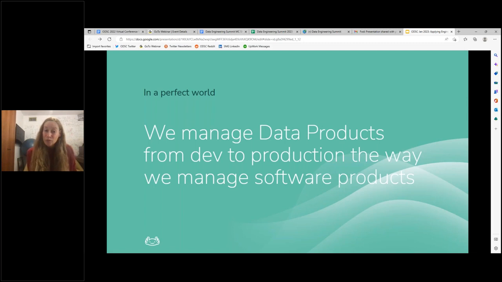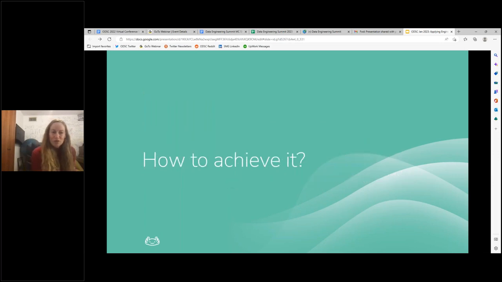Okay, in a perfect world, what we would want to do is manage data products from development to production the way we manage software products. And let's take a look at what it means and how we actually do that. Next slide, please. So first, when we want to have engineering best practices, we would need to have a development environment. Then we would want to have a CI workflow and then a CD workflow.